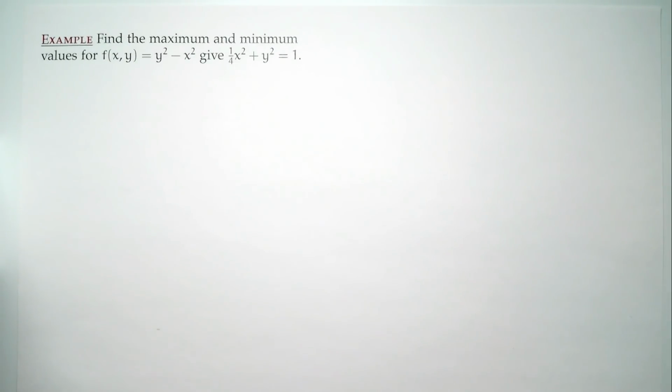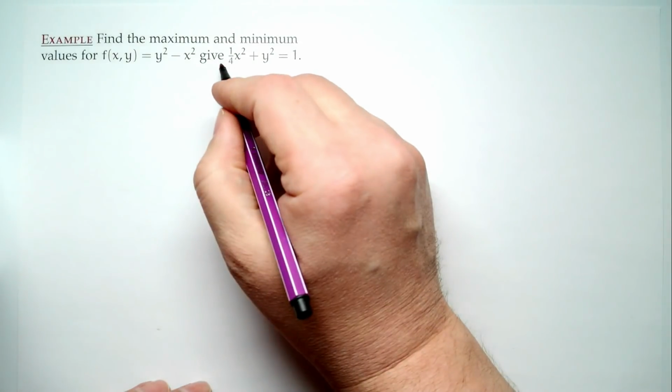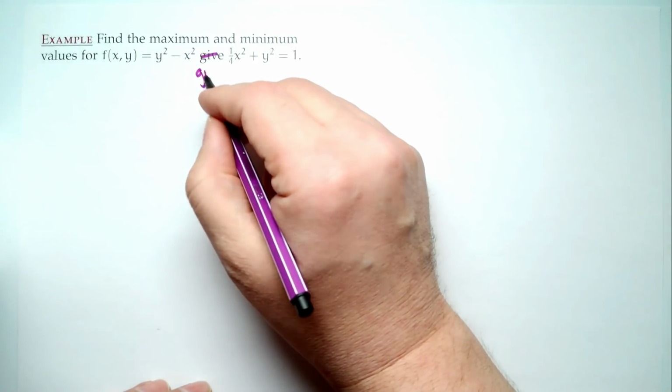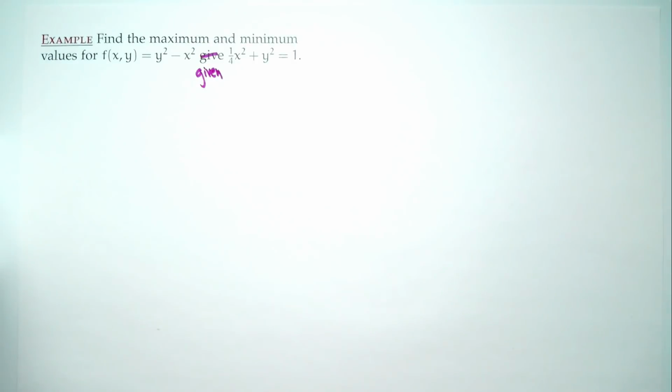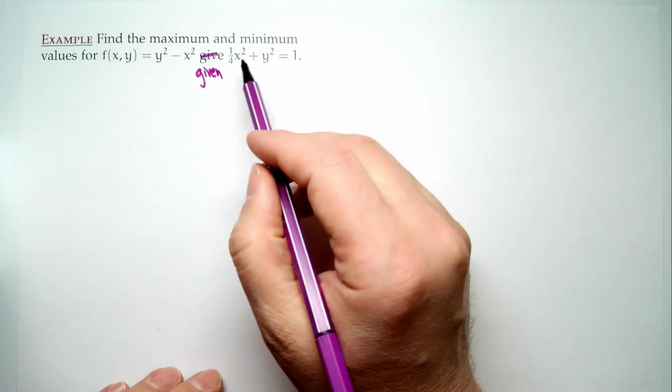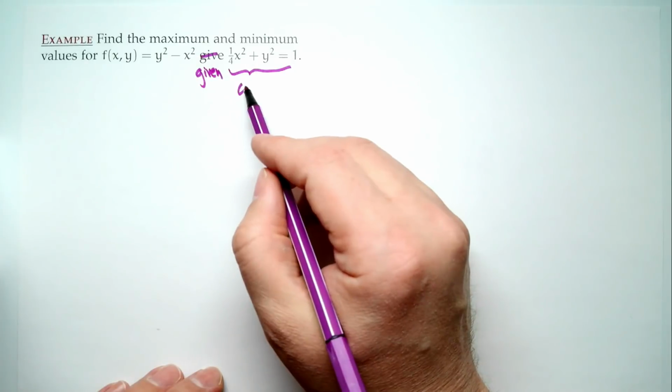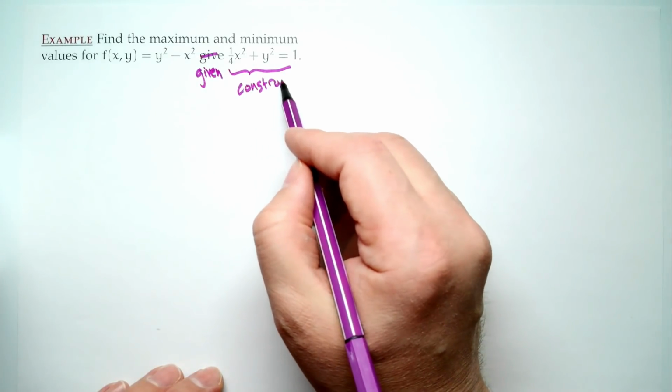So let's begin. Find the maximum and minimum values for f of x, y equals y squared minus x squared. And this should say given. I don't know why it says give. That's just a weird expression. Given the function, 1/4 x squared plus y squared equals 1. So this is our constraint. So we're trying to optimize given our constraint.